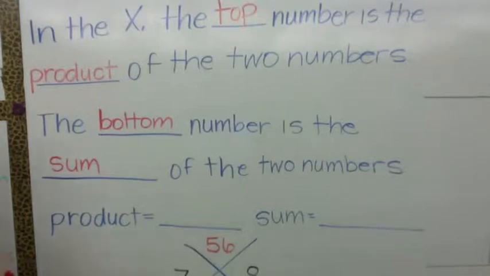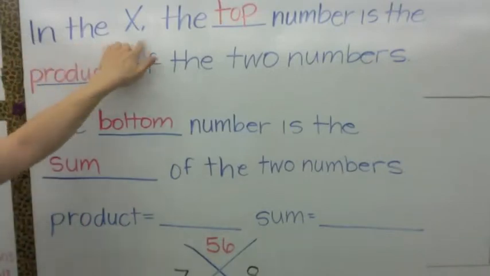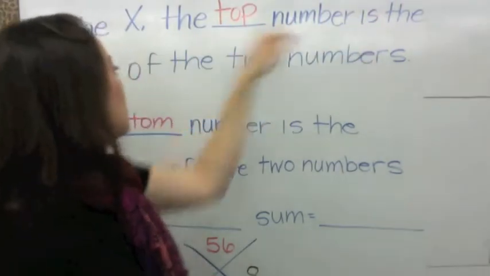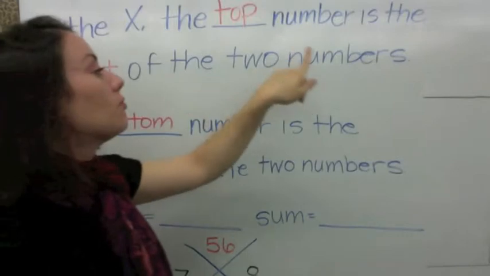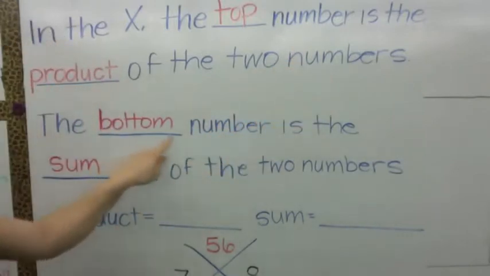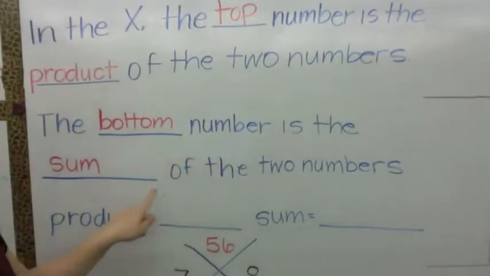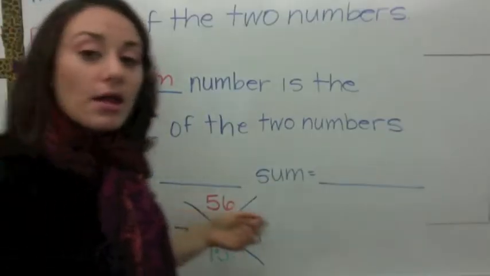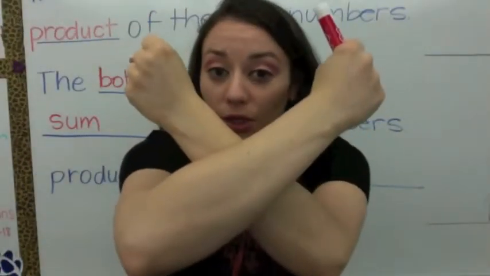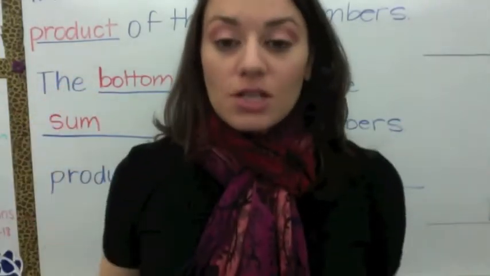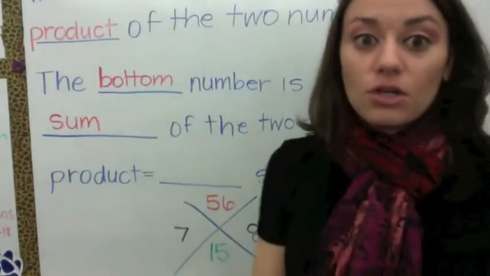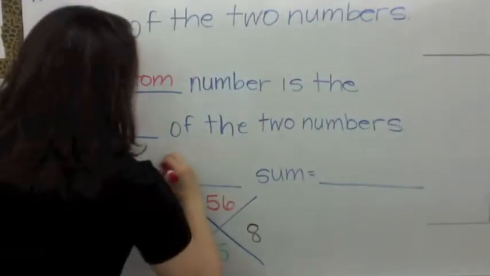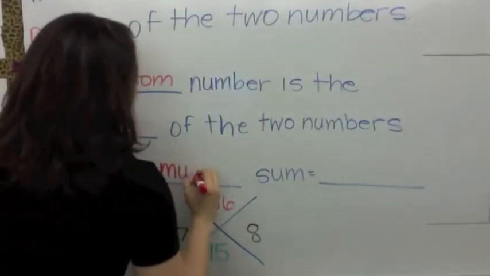All right, so let's read this together. In the X, the top number is the product of the two numbers. The bottom number is the sum of the two numbers. What does product mean? Product tells you to multiply. So product is the answer to a multiplication problem, but product basically is telling you to multiply.